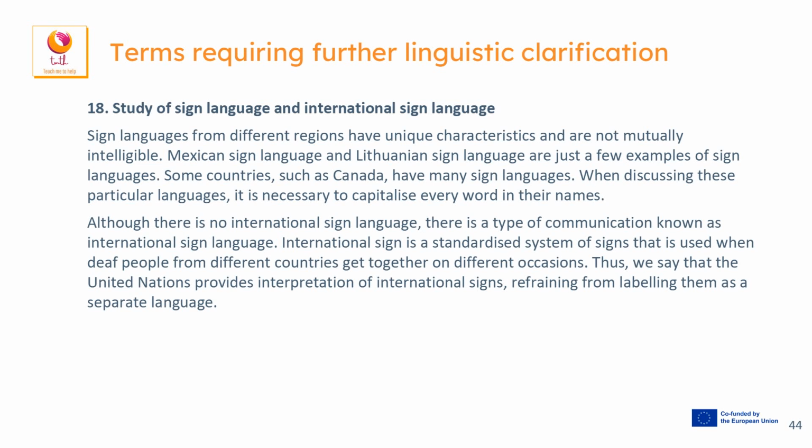Although there is no international sign language, there is a type of communication known as international sign language. International Sign is a standardized system of signs that is used when deaf people from different countries get together on different occasions. Thus, we say that the United Nations provides interpretation of international signs, refraining from labeling them as a separate language.